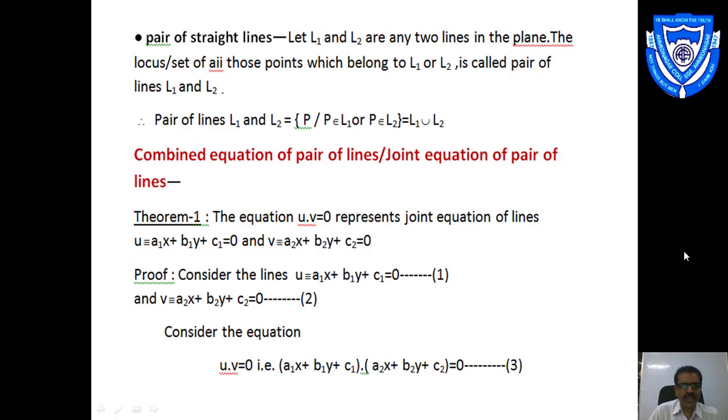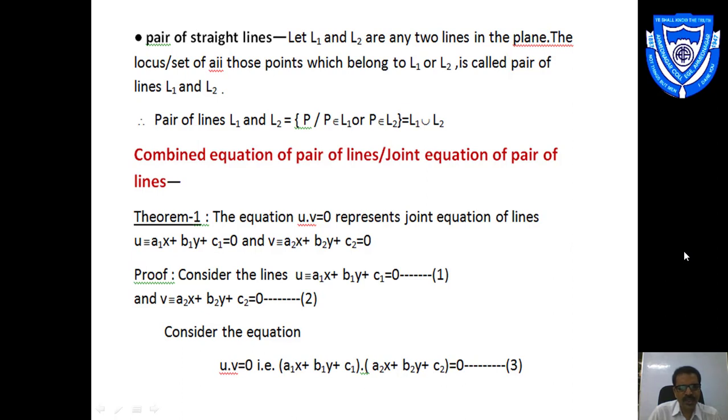Now let us take the product of the equations of these two lines u and v. Consider the equation u into v is equal to 0. Here u stands for the mathematical expression a1x plus b1y plus c1, and v stands for the mathematical expression a2x plus b2y plus c2. So u can be replaced by the expression in equation 1, and v can be replaced by the expression in equation 2.